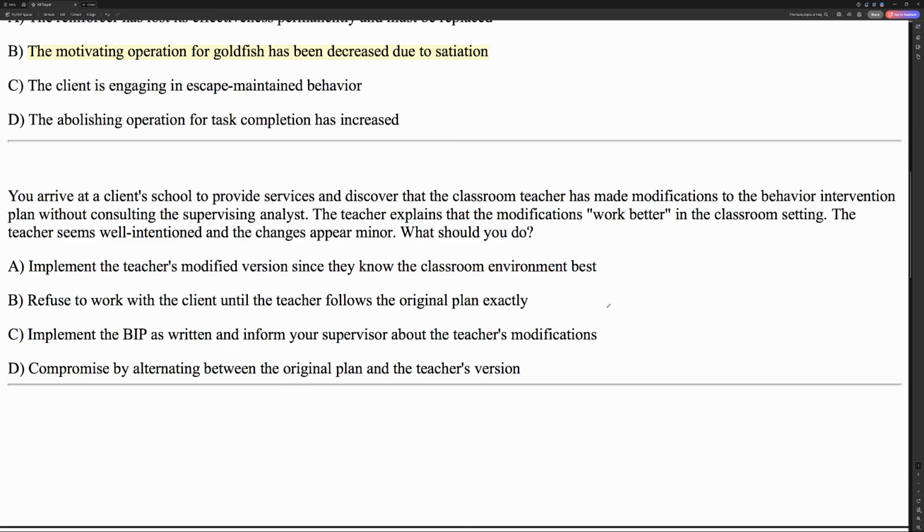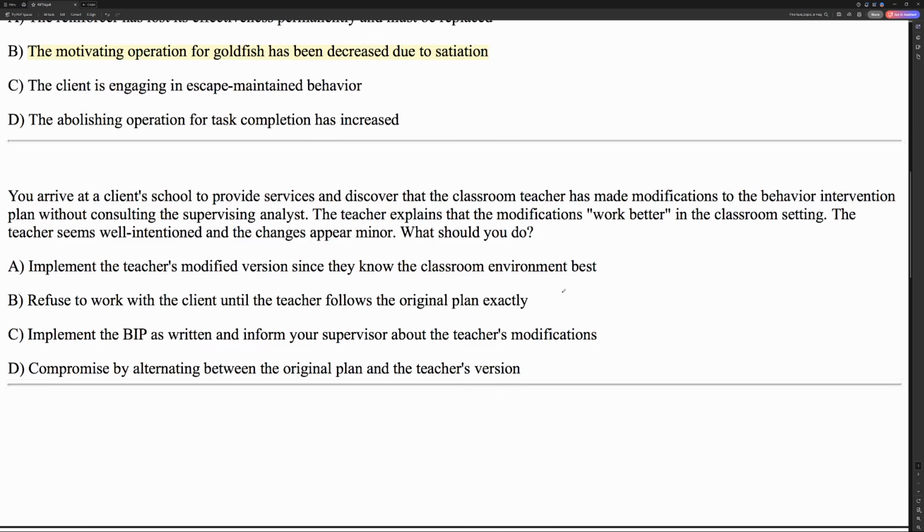You arrive at a client school to provide services and discover that the classroom teacher has made modifications to the behavior intervention plan without consulting the supervising analyst. The teacher explains that the modifications work better in the classroom setting. The teacher seems well-intentioned and the changes appear minor.